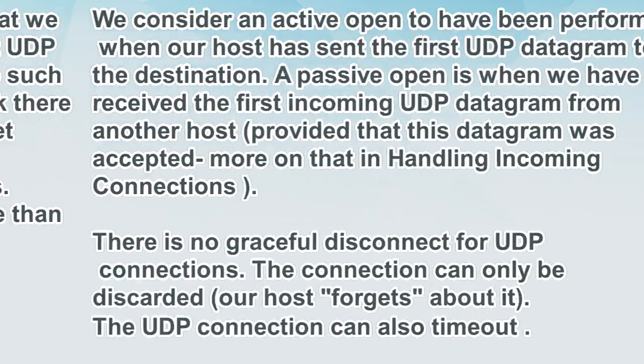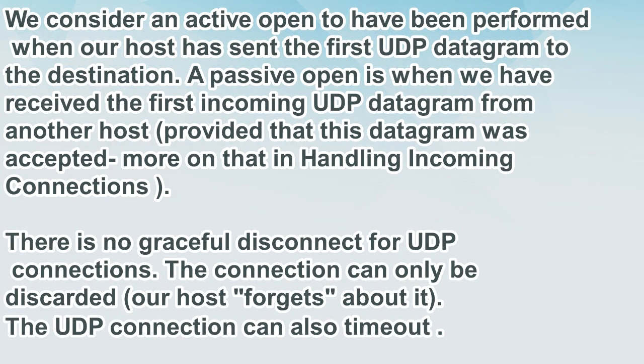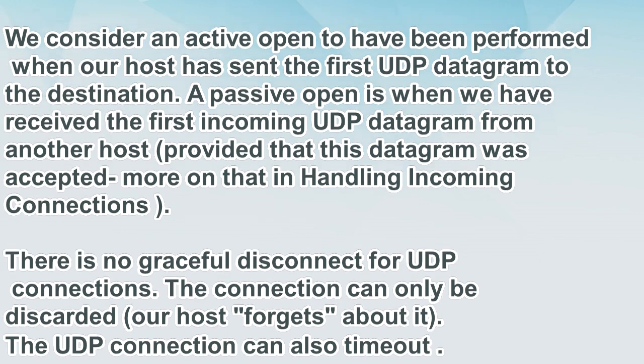We consider an active open to have been performed when our host has sent the first UDP datagram to the destination. A passive open is when we have received the first incoming UDP datagram from another host, provided that this datagram was accepted. More on that in handling incoming connections. There is no graceful disconnect for UDP connections. The connection can only be discarded. Our host forgets about it. The UDP connection can also time out.